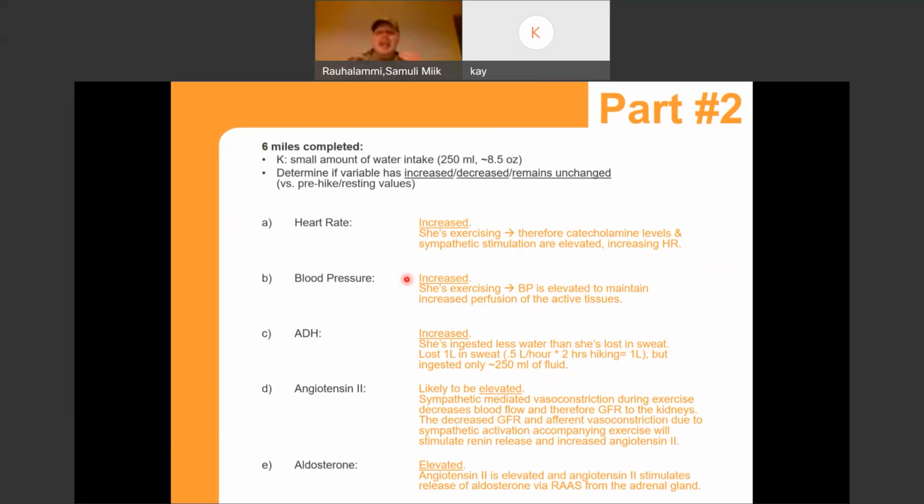Again, because she is exercising, her heart needs to beat a little bit faster and her blood pressure needs to be a little bit higher so that we're able to carry oxygen, nutrients, all these things to those active tissues at the rate that meets the need of those tissues. For example, her muscles are now working hard, so we're carrying a lot of blood there, also at a higher rate. So both increased because she's exercising.